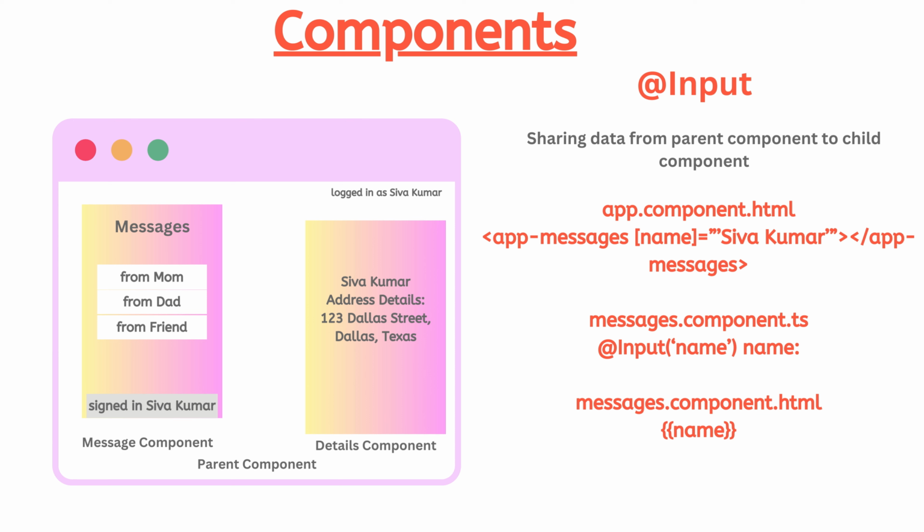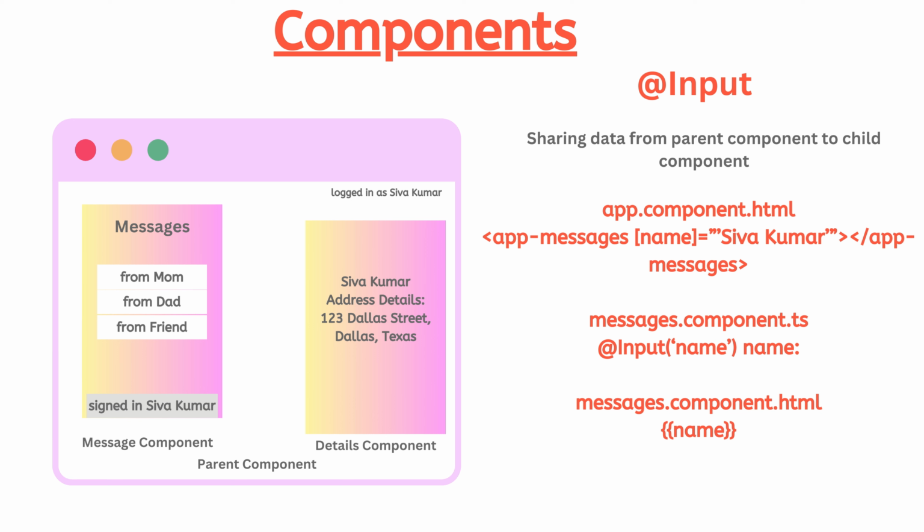After app-messages, there is a property called name, enclosed within square brackets, and there is a value called Shiva Kumar. So this name property is passed to the message component from the app component, that means from the parent to the child. This is how you can pass the data, and we can pass not just a string value, we can pass an integer, string, array of objects, or anything else.